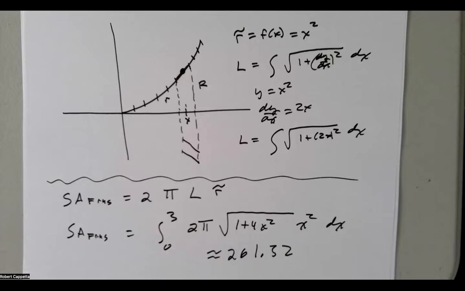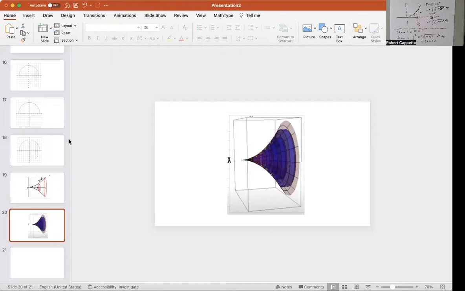And remember what that thing looked like. Something like this. So we have 261.32 square units to find that. That's when we wrap the thing around the x-axis.